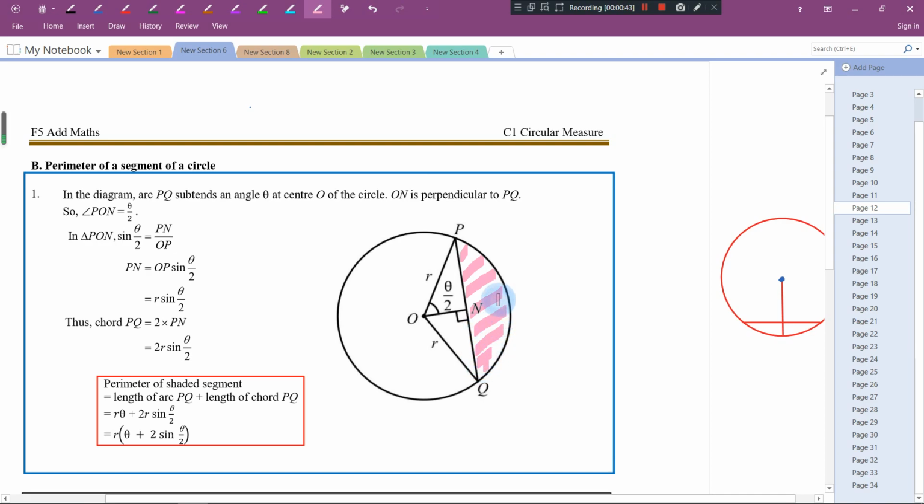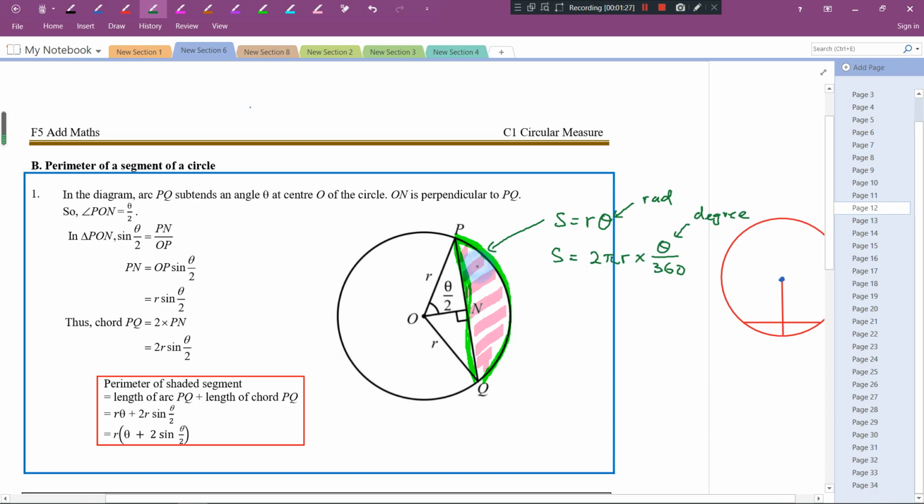If I ask you to find the perimeter of this minor segment, you know that you need to take this length, which is the arc length PQ, plus this length, which is the chord length PQ, right? To find the arc length, I think you have no problem. S equals r theta. The theta is in radian. If the given angle is in degrees, you can use another formula which you learned before, 2 pi r times theta over 360. If you use this formula, the theta will be in degrees.